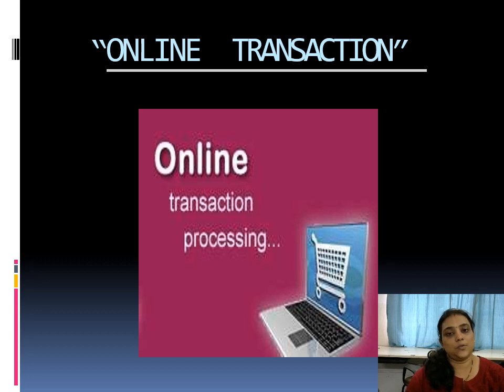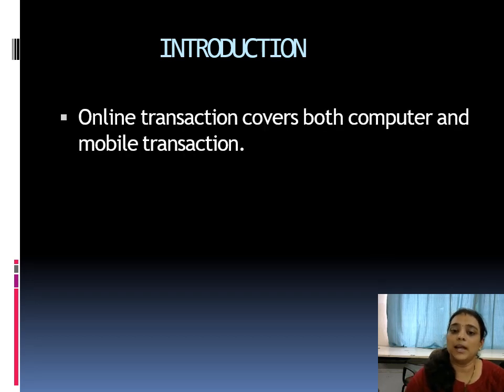What is online transaction? As I said, e-business or e-commerce is related to internet usage. That is, whatever selling and buying takes place is done through the internet, right? So here also, whenever I buy a particular product, how do I buy it? I buy the product through the online process. And what is the online transaction process? Let's talk about it. Online transaction covers both computer and mobile transactions. So I can purchase goods online, whether through mobiles, laptops or computers.